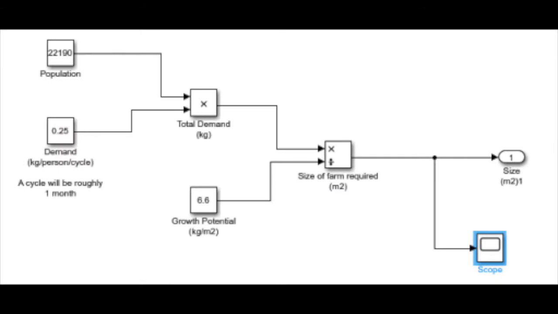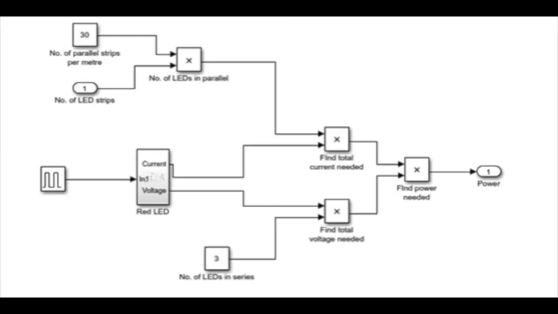therefore a simulation model is required. The model starts by calculating the size of farm needed based on population, demand and growth potential of the product. The model then finds the power consumed by the LEDs and water pump. Adding these together, we found the total power consumption of the farm.